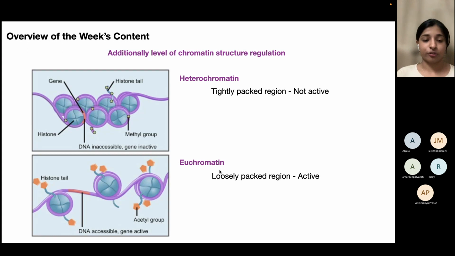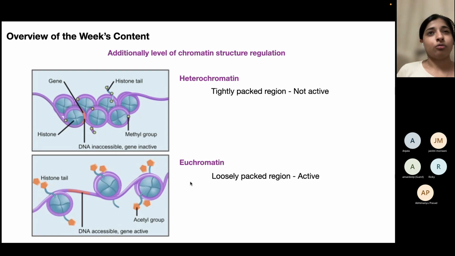It silences certain regions of the DNA and makes the other regions of the DNA more accessible, and there the gene is active, whereas in the tightly packed region, known as the heterochromatin, the gene is not active. This is a classification that needs to be remembered: heterochromatin and euchromatin. Euchromatin is active, heterochromatin is not active. Heterochromatin is more tightly packed, and euchromatin is more loosely packed.